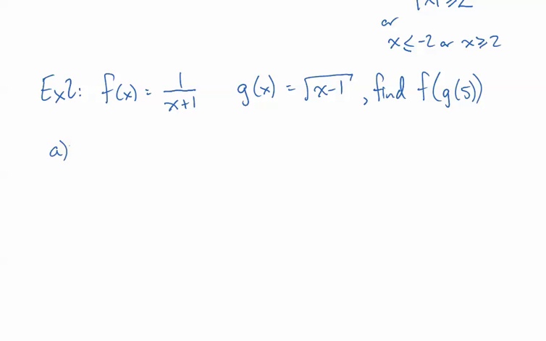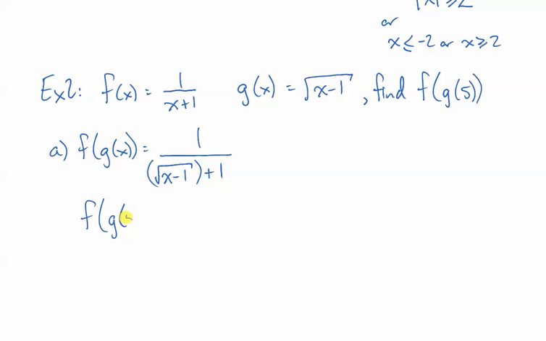Okay. The first method that I could use is I could try to determine what f of g of x is. F of g of x is the function 1 over something plus 1, and the something is the function g. So I substitute that. There's f of g of x. Now, I could remove the bracket, but it doesn't really make it any simpler. F of g of 5 then is substituting the value 5 for x in the function I just wrote. And I end up with 1 over the root of 4 add 1, which is 1/3.